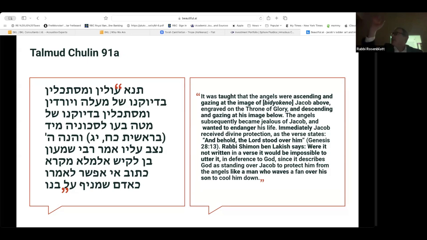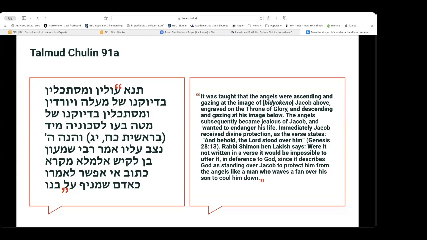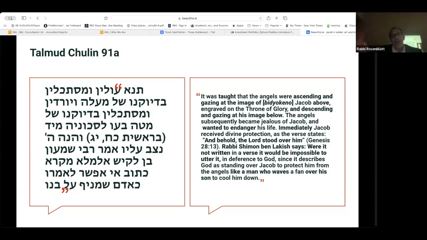They went and looked at the image of the chariot. V'yardin umistaklin bidiyukno shel mata. They were looking then at the image of the lower worlds, right? And what is happening when they see this?